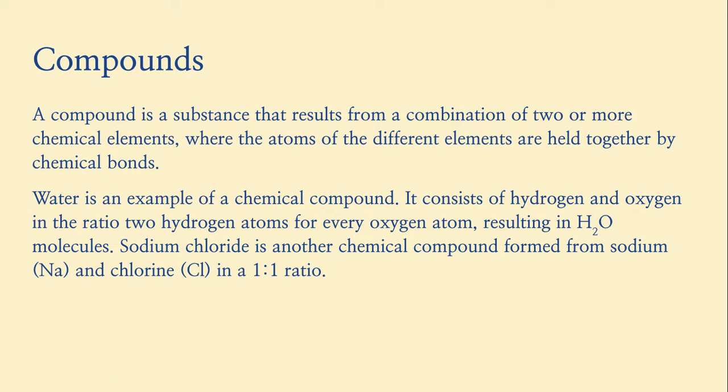Introduction to compounds. A compound is a substance that results from a combination of two or more chemical elements, where the atoms of the different elements are held together by chemical bonds. Water is an example of a chemical compound. It consists of hydrogen and oxygen in the ratio of 2 hydrogen atoms for every oxygen atom, resulting in H2O molecules. Sodium chloride is another chemical compound formed from sodium, Na, and chlorine, Cl, in a 1:1 ratio.